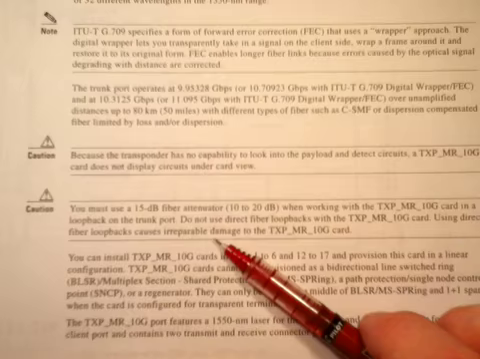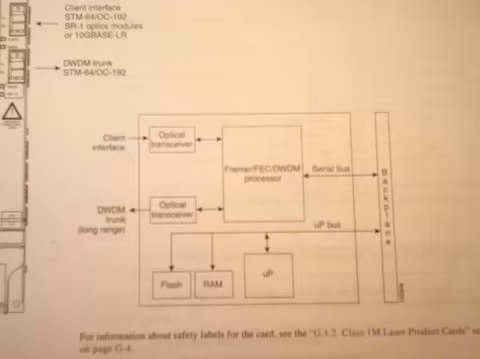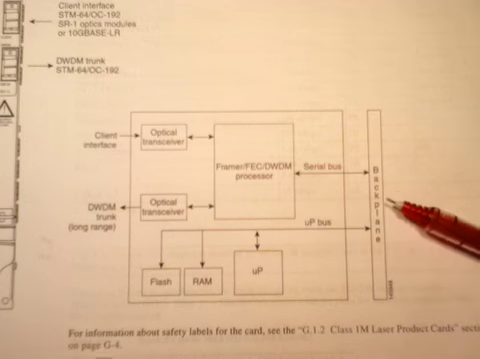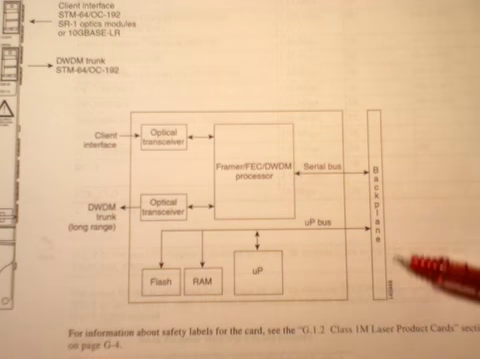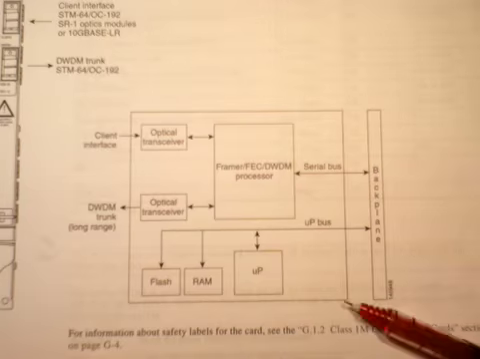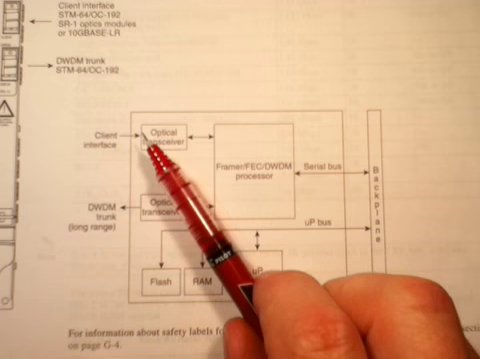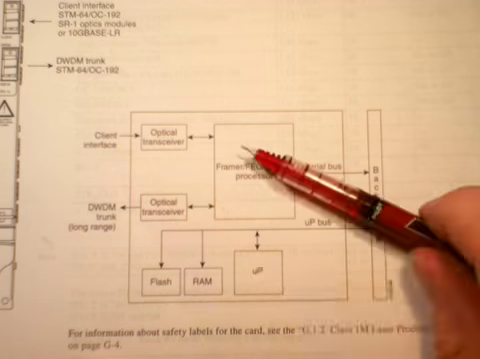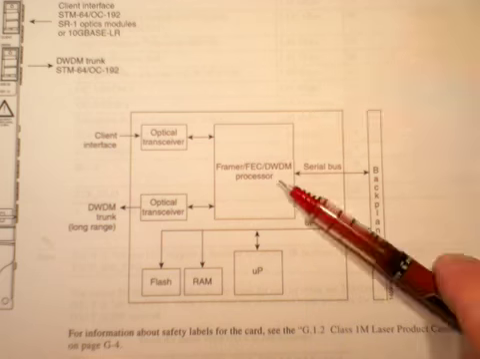Okay, it tells you here which slots you can put them into. And the interesting part here, well, we've got the picture of the faceplate, but the interesting part is this block diagram, which shows the card sort of plugged into the backplane. All of these cards plug into the backplane in the chassis, and it shows that we have the client interface, an optical transceiver, taking an optical signal in, turning it into an electrical signal, and here we're doing framing, forward error correction, and DWDM.